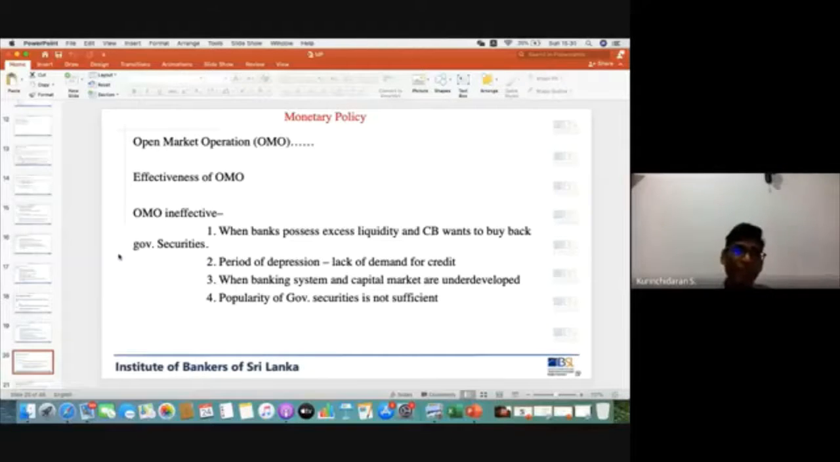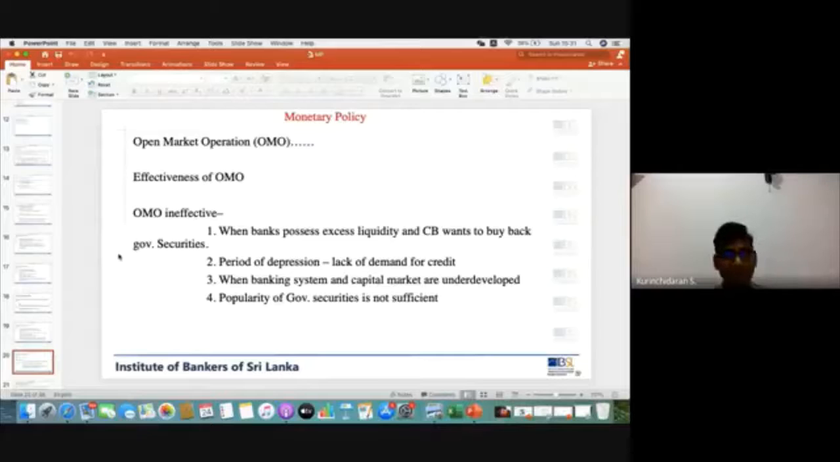But if the banking system has excess liquidity, meaning they already have sufficient money and the only problem is that they are not lending, then the central bank may think that if they give more money, banks will lend more. No, it's not going to happen, because banks already have sufficient money. So in that instance, open market operation is ineffective.